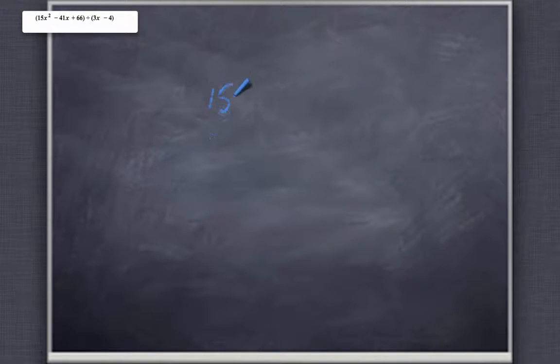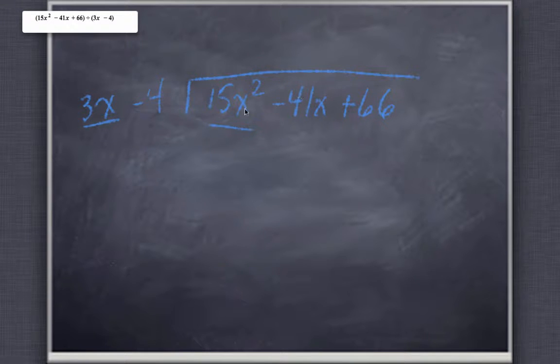So all right, 15x squared minus 41x plus 66, divided by 3x minus 4. Because I don't know how the x's relate to the numbers, I have to just compare the first term and the first term. I can't look at this as a whole and this as a whole like I did with the 45 and the 6. So I just look at the 15x squared and the 3x, and I don't look at anything else right now.